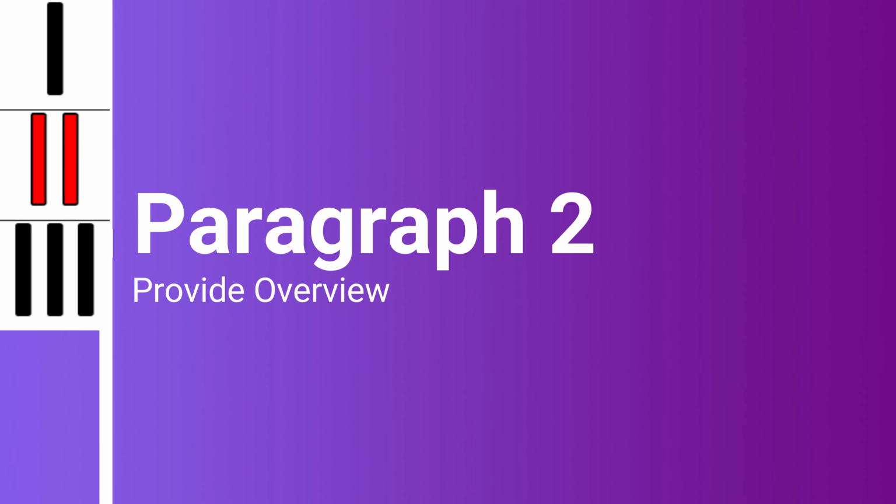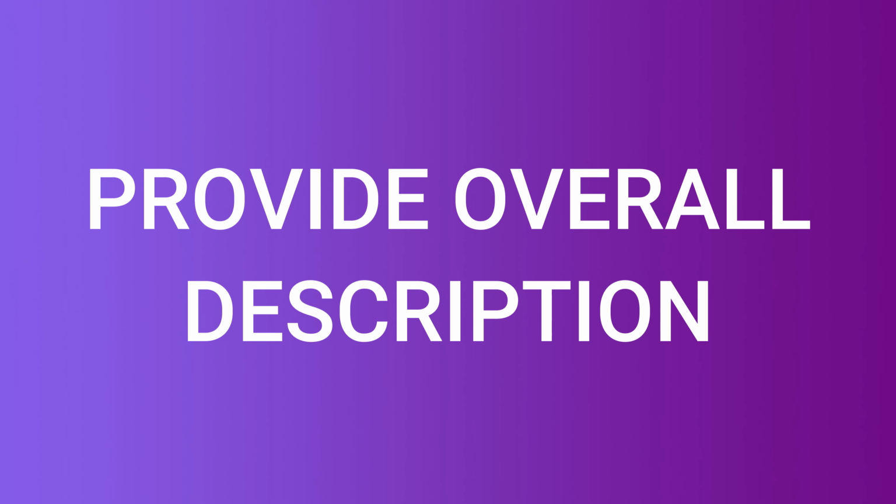Paragraph 2 should provide an overview of the key information from the visuals. You still don't need details from the visuals in this paragraph, so forget about specific numbers for now. Just provide a general overall description of the 2 or 3 most interesting pieces of information shown on the visuals.